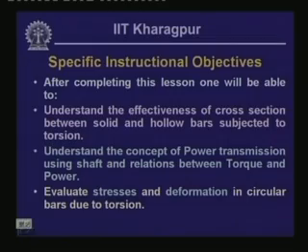Now, if you remember, in the last two lessons we have discussed the effect of torsion on a solid bar, a bar with a circular cross section having a solid section, and a bar which has a cross section which is a hollow tube. And in both the cases we have seen how the stresses vary because of the twisting moment. Now, we would like to see in this lesson which section is effective, whether the solid one or the hollow one.